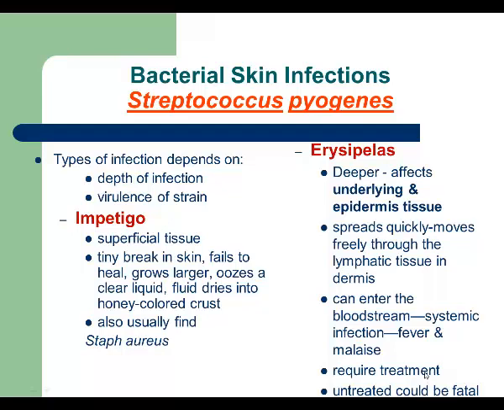Next streptococcal infection of the skin is erysipelas. Erysipelas affects deeper layers of the skin. It can affect epidermis and dermis, and therefore it spreads quickly. It can get into the lymphatic circulation, into the bloodstream, and eventually become a systemic infection, which is a life-threatening condition. So the treatment of erysipelas must be started as soon as possible with antibiotics.